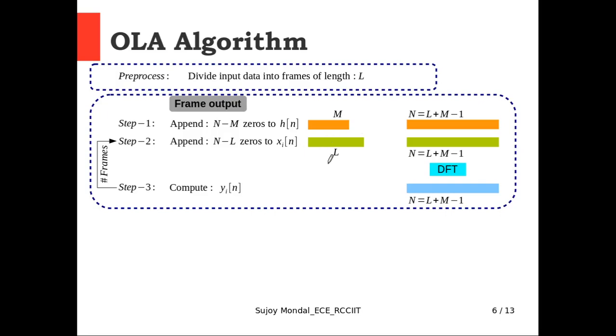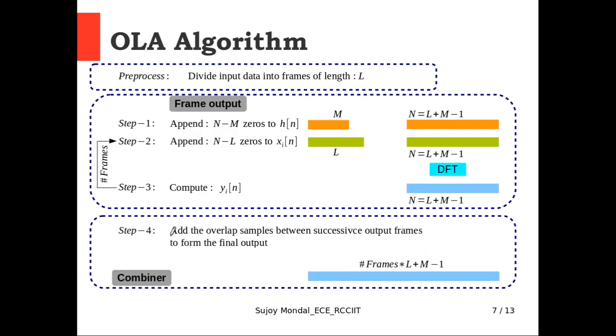Similarly, x_i(n) has L samples; to make it capital N, we have to append N minus L zeros at the end. So finally we will have same-length sequences, appending zeros to both sequences h(n) and x_i(n). We will take the DFT of each, multiply, and that would produce the DFT of the output sequence. After that we will apply inverse DFT to get the corresponding y_i(n) of length capital N. This process will be carried out over all the frames.